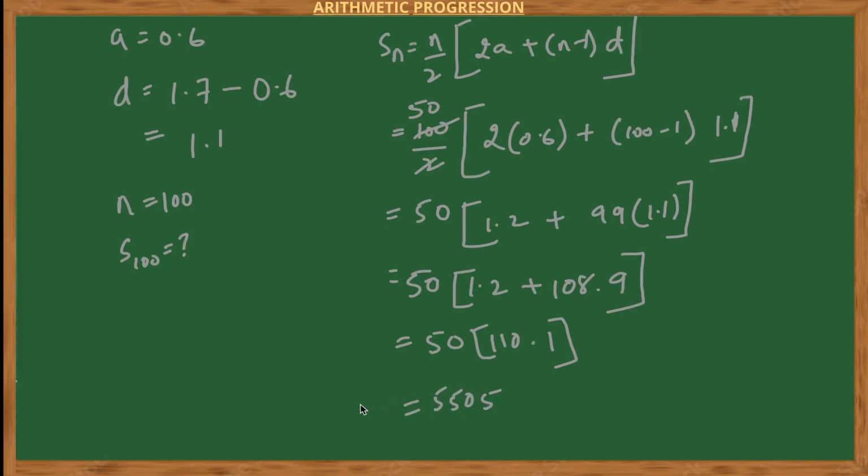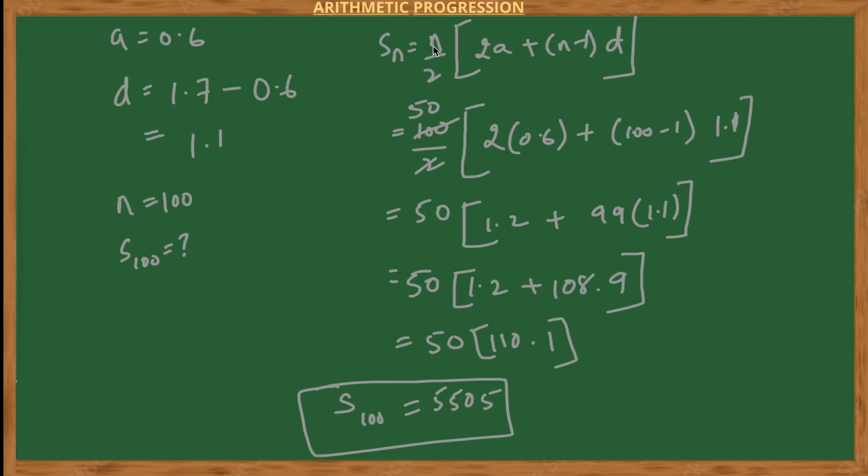5055. So S of 100, this is the answer. Okay, hope this is quite simple. So we need to find the sum of it by using this formula. So these are the variable things here. Whatever the variable things are there, we need to put those and get the value.